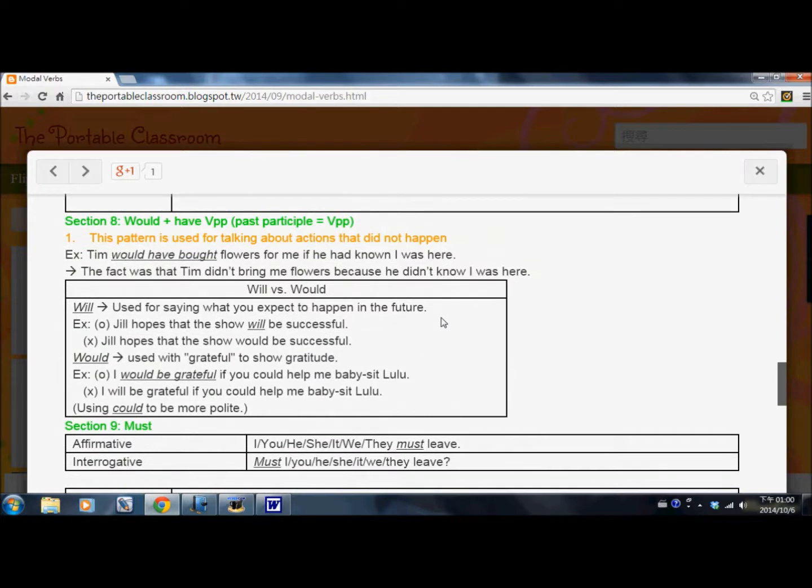To our next section, section 8, using would with have and verb pp. Now, this pattern, we can take a look at the lesson plan. This pattern is used for talking about actions that did not happen. So first of all, we have to have this in our mind that the actions described did not happen. Look at the example. Tom would have bought flowers for me if he had known I was here. But the truth was Tom didn't buy flowers for me because he didn't know that I was here.